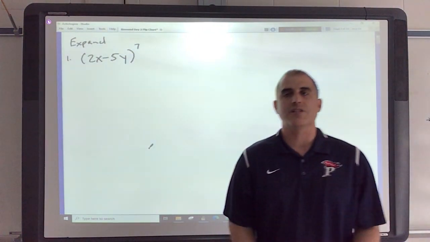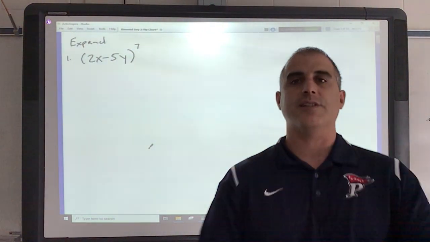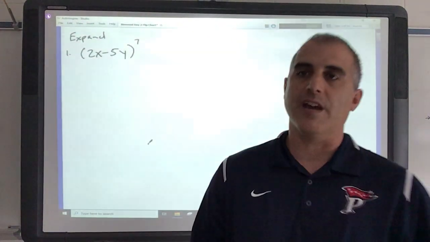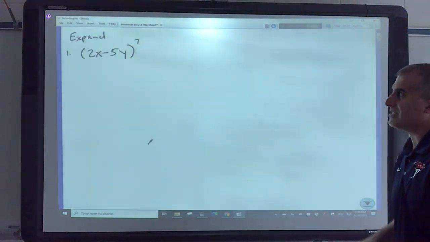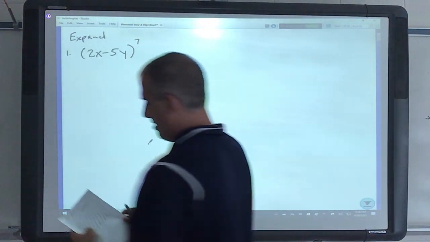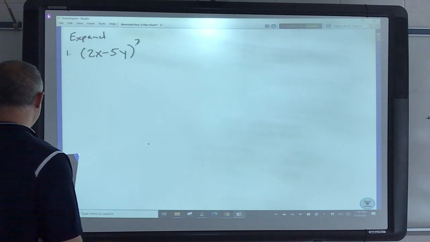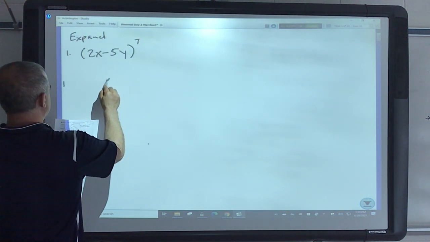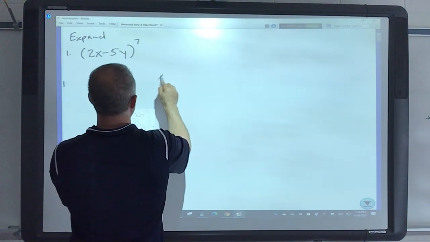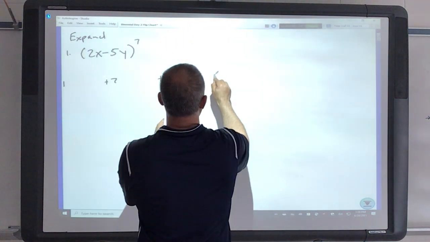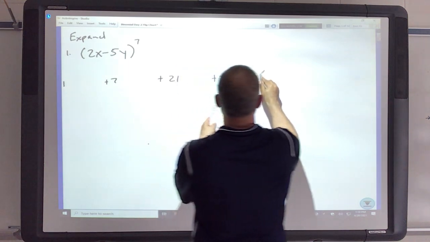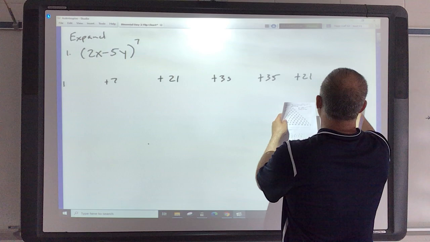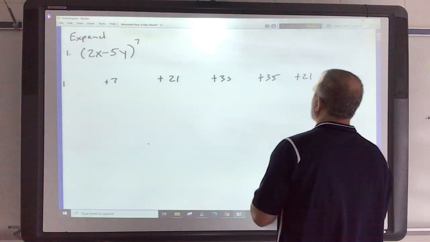Okay, this is going to be the next video in our lesson on the binomial theorem. We're going to pick up with Pascal's rule. For the seventh power, here would be the coefficients: 1, plus 7, plus 21, plus 35, plus 35, plus 21, plus 7, and then plus 1.